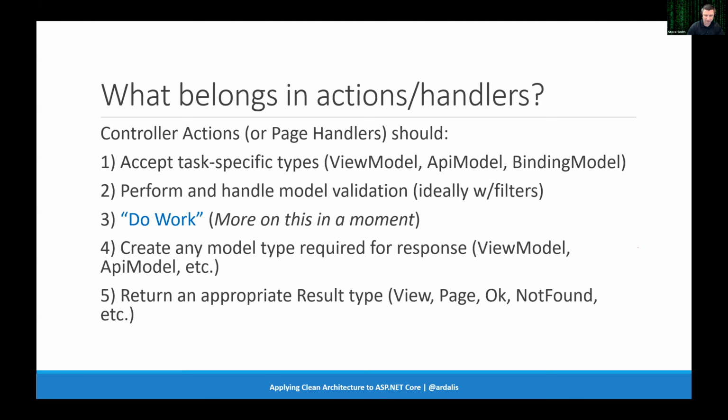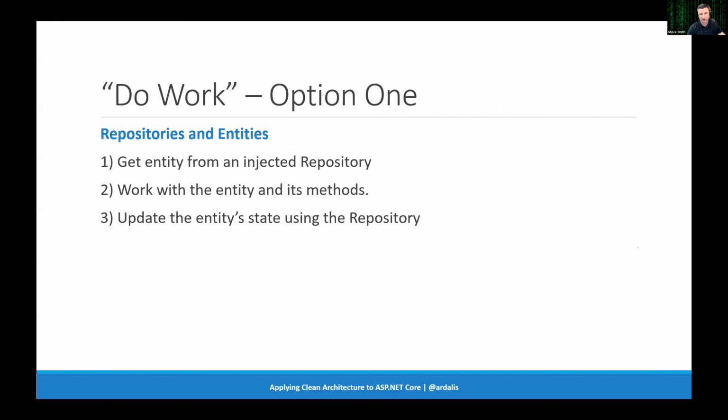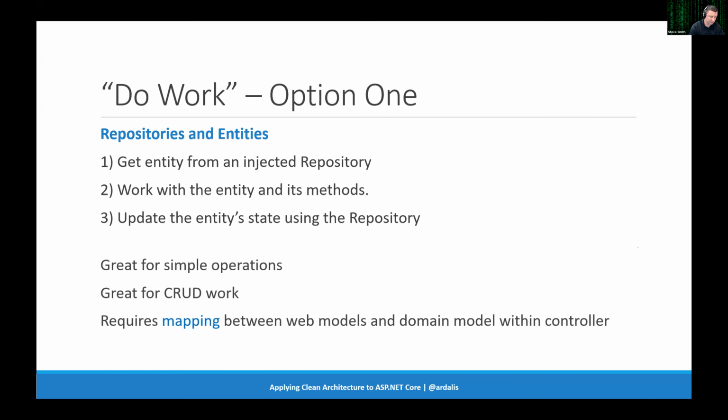All right, so now let's talk about do work. What do we do there? What belongs in the action method itself, as opposed to somewhere else? So a really simple way that you would do an action method, especially for a CRUD service, would be that you go fetch the entity from an injected repository that corresponds to the thing that they're trying to work with. Then you work with the entity directly through its methods, and then you update the entity in the persistence, again, using that same repository. So this is great for simple operations.